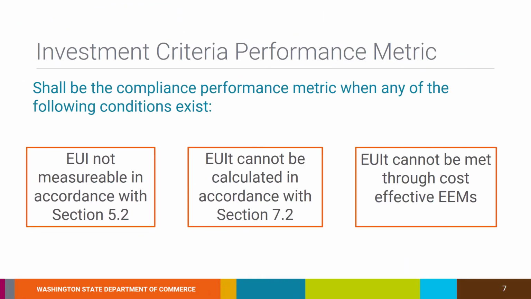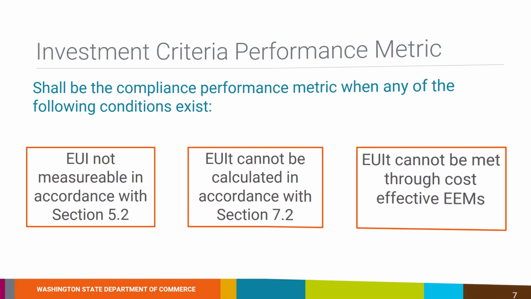The investment criteria performance metric must be pursued to gain compliance with the Clean Buildings Performance Standard when the energy use intensity, EUI, cannot be calculated in accordance with Section 5.2, and EUIT cannot be calculated in accordance with Section 7.2, or the EUIT for a building cannot be met through cost-effective energy efficiency measures.